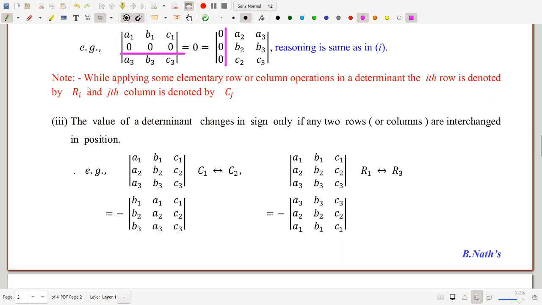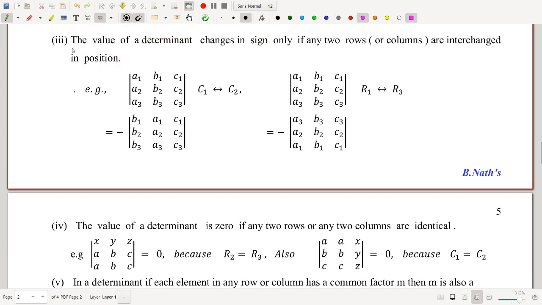One note: while applying some elementary row or column operations such as adding rows, adding columns, etc. in a determinant, the ith row is usually denoted by Ri, capital R suffix i, the ith row, and the jth column is denoted by Cj, capital C suffix j. R for row, C for column. We shall use it here in property 3.